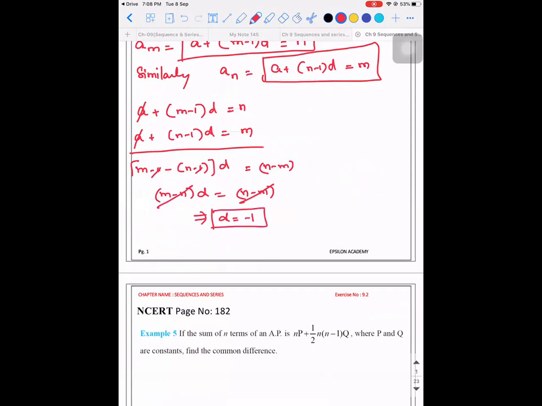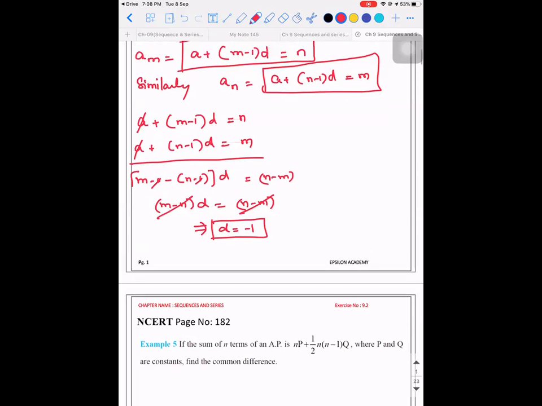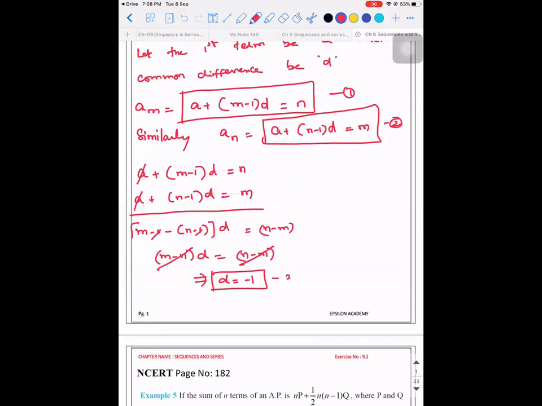Is there any doubt? No, sir. Okay. So if I take these as equations 1, 2, and 3, using 3 in 1, what does it give? A plus m minus 1 into d, which is minus 1, is equal to n. So a minus m plus 1 is equal to n. What will a be? m plus n minus 1.